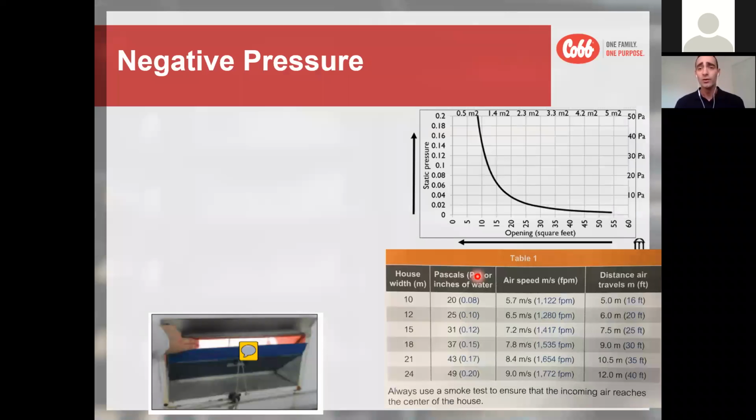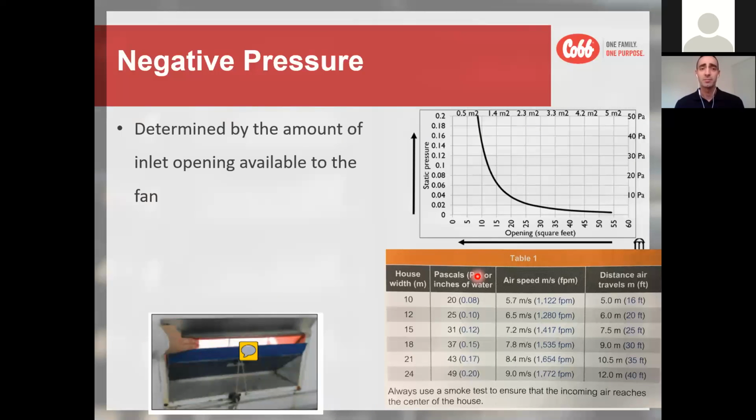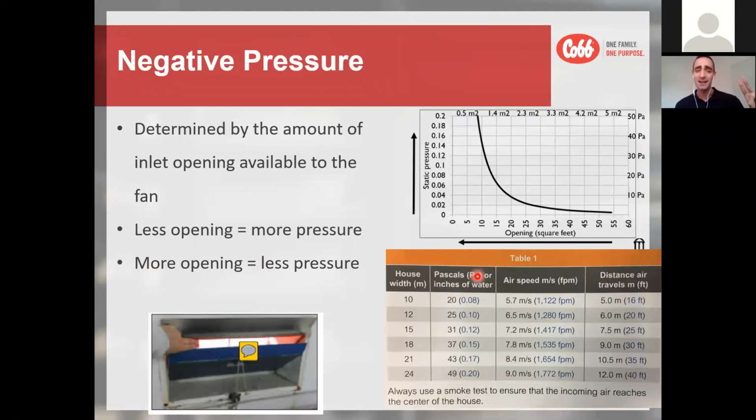So how do we do this correctly? Well, we run our houses using negative pressure. And the pressure of your house is determined by the amount of inlet opening available to the fans that you are using. So if you have your inlets open less, then you're going to get more pressure. If you have the inlets open more with the same amount of fans, then you're going to get less pressure.